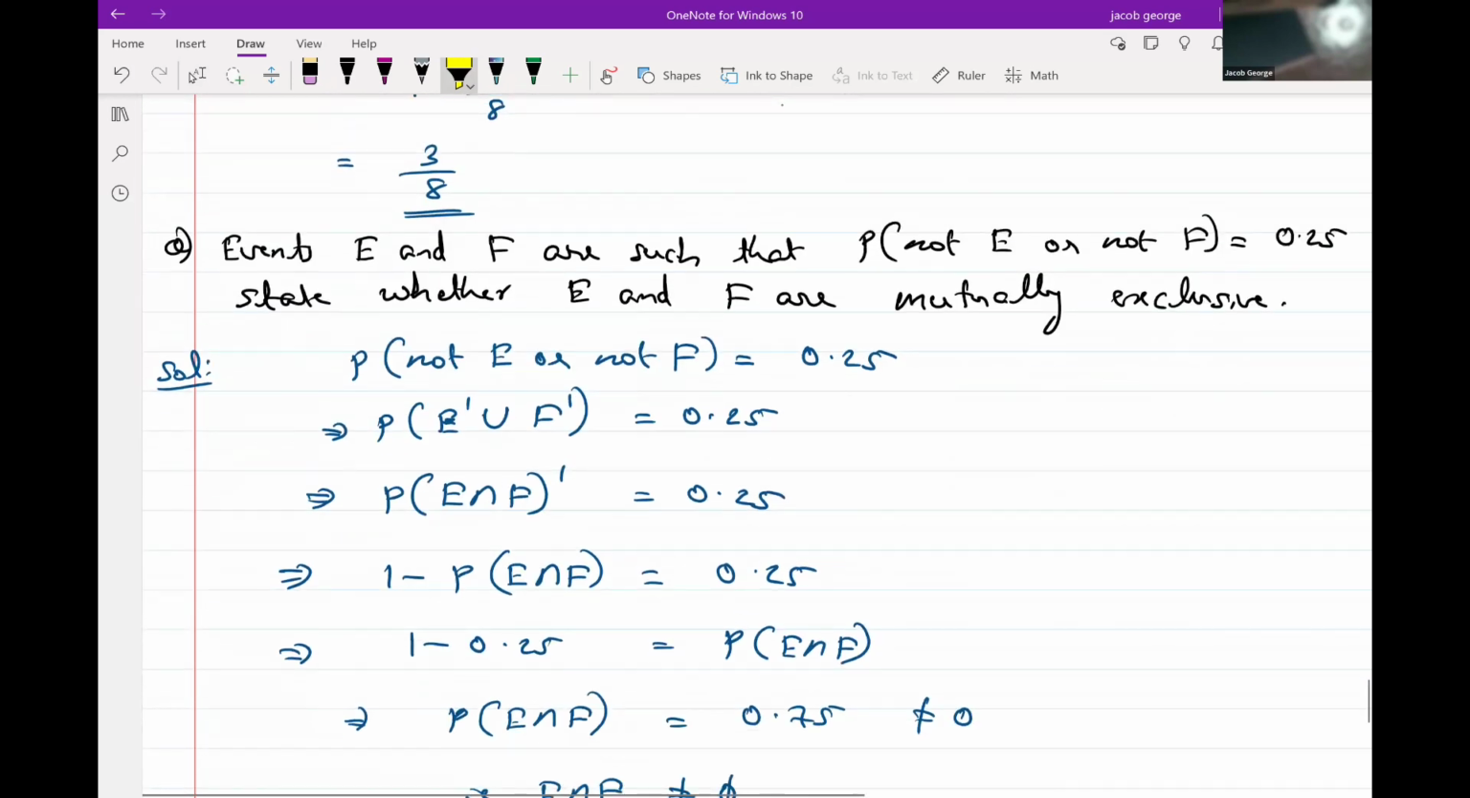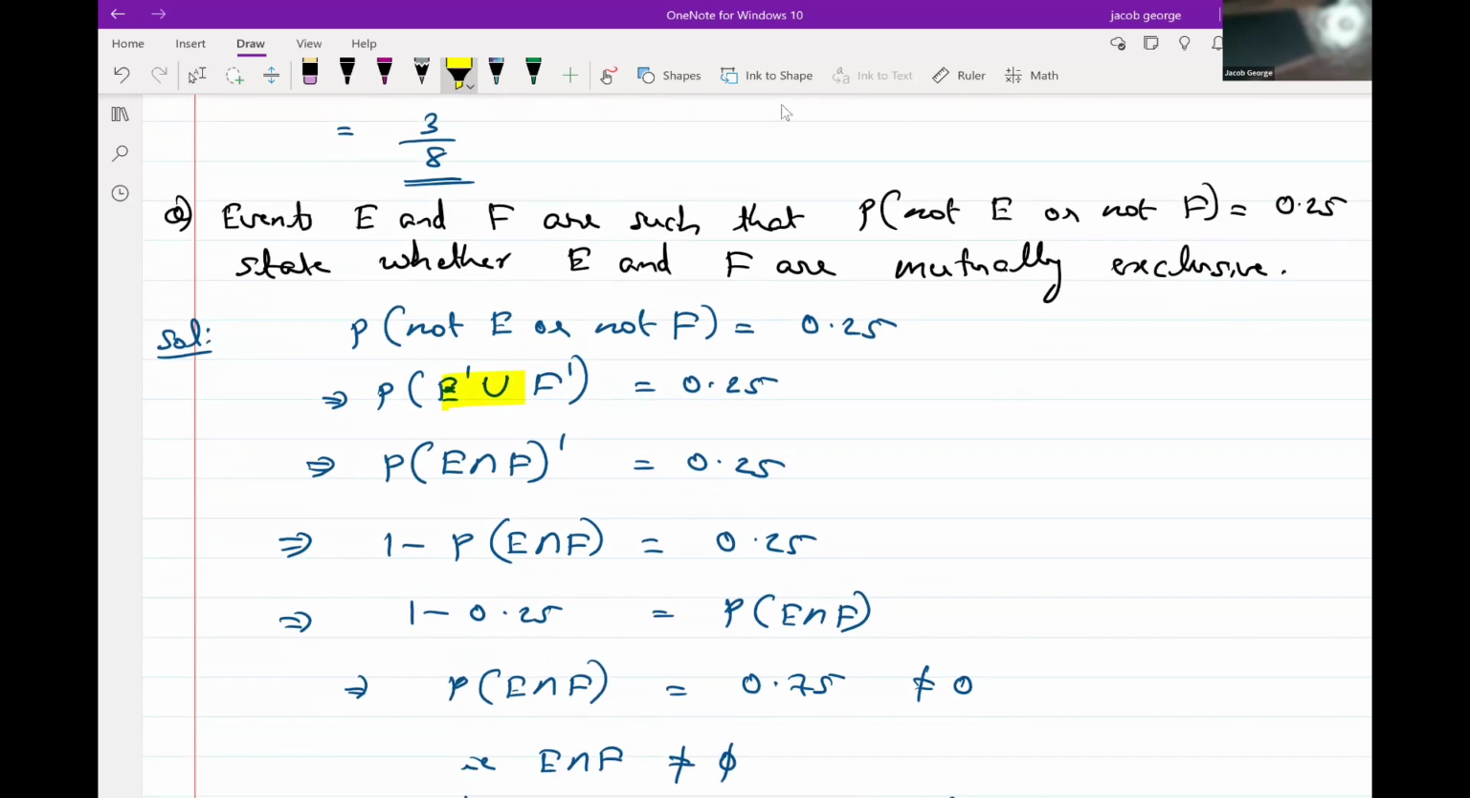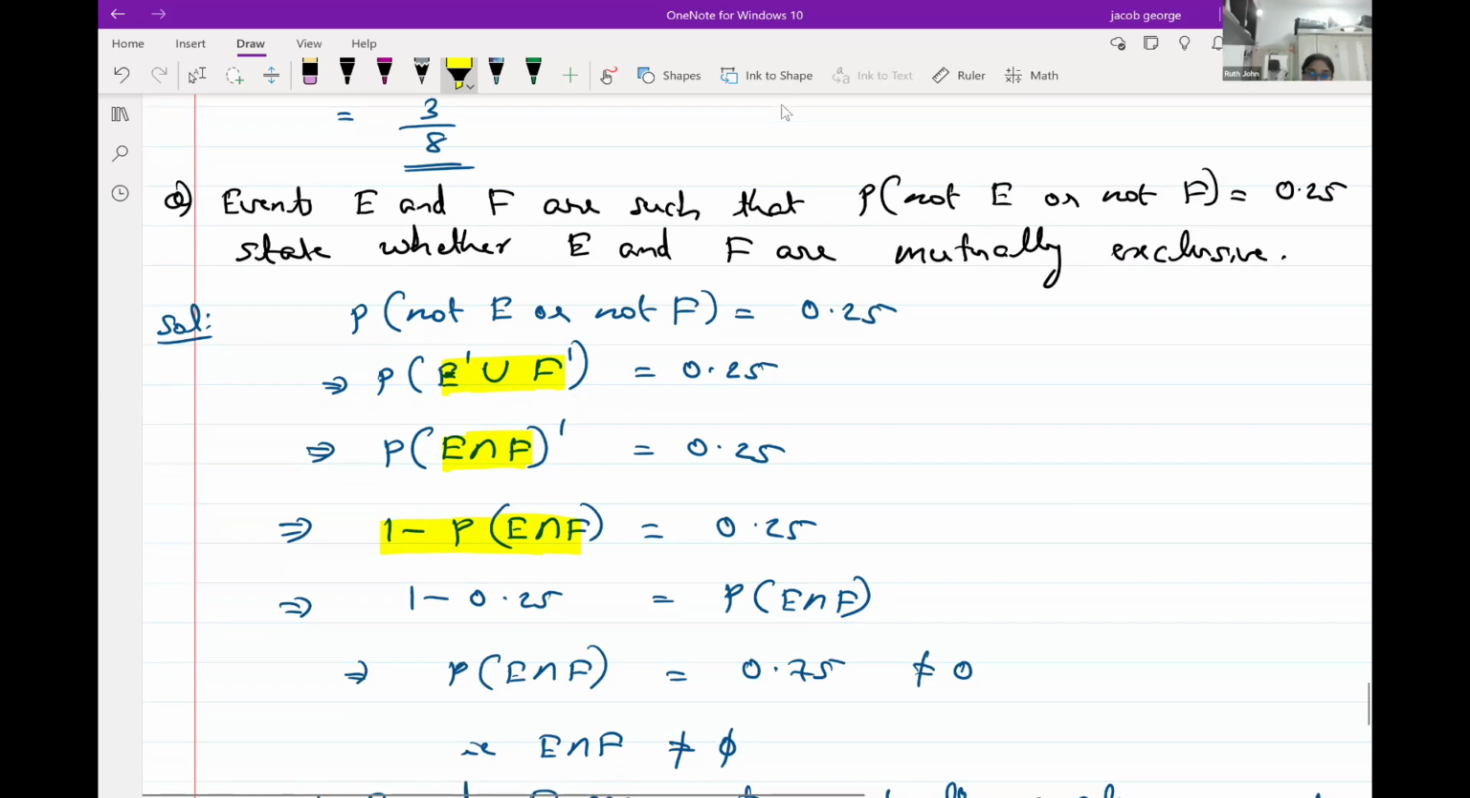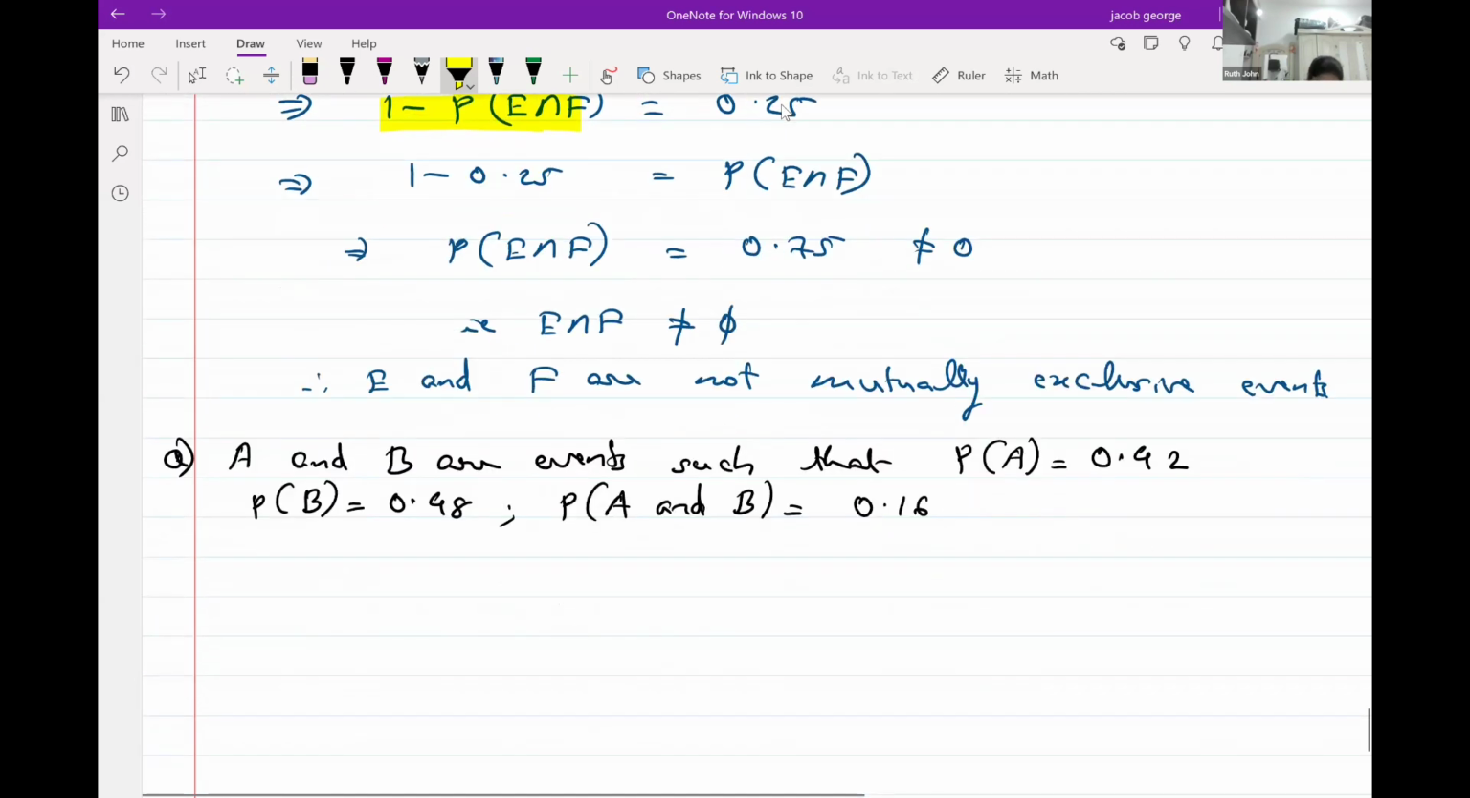And here what happened? Union can be converted to whole intersection. Two De Morgan's laws are there. Is it clear? In sets you have studied two De Morgan's laws. Two subdivisions are there for De Morgan's law. One is union to intersection, the other is intersection to union. Then this is 1 minus P of E intersection F. That is the normal complementary rule. Is it clear? Okay, next.